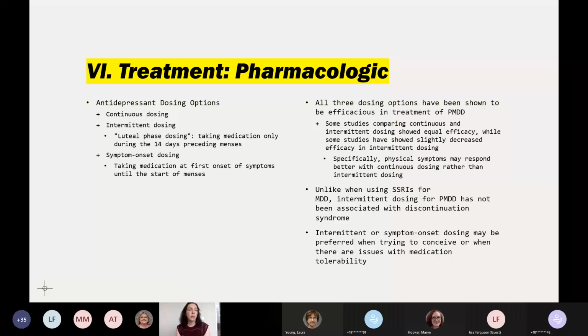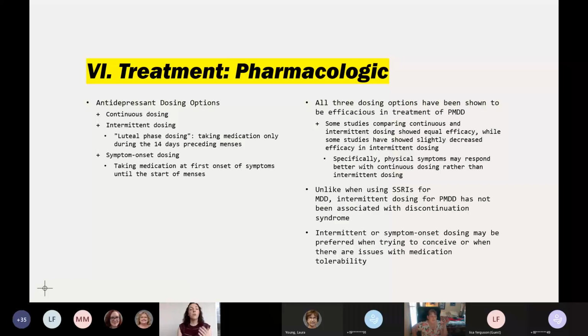You can do continuous dosing, but there have been studies that show that intermittent dosing, which is also called luteal phase dosing, where you only take the medication during the 14 days before you start menses, or symptom onset dosing, which is where you don't even start taking the medicine until the first onset of symptoms, and then you stop it when your period begins.